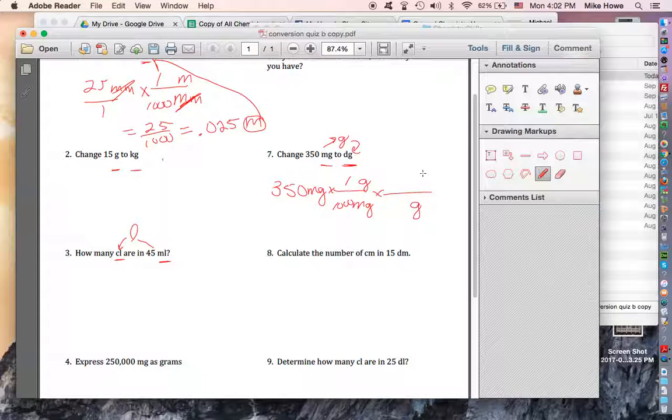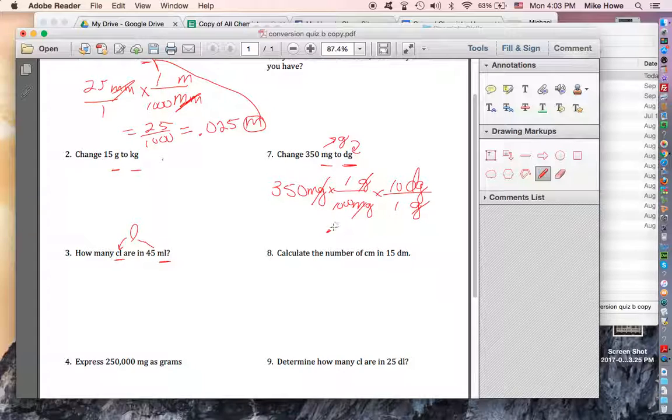So grams go there, decigrams go on the top, because you're looking for decigrams and you want grams to cancel. You notice milligrams cancels here with over here. So milligrams cancels there, and grams will cancel here. We do have to put the relationship in that 1 gram is 10 decigrams.